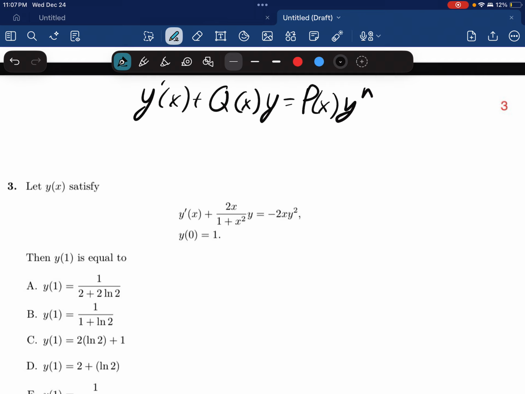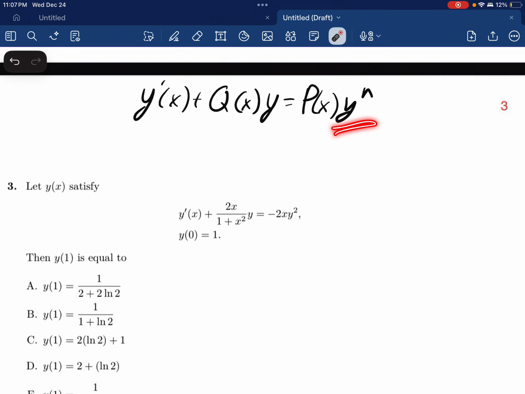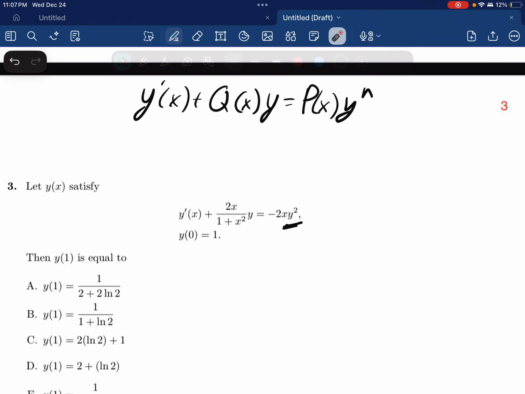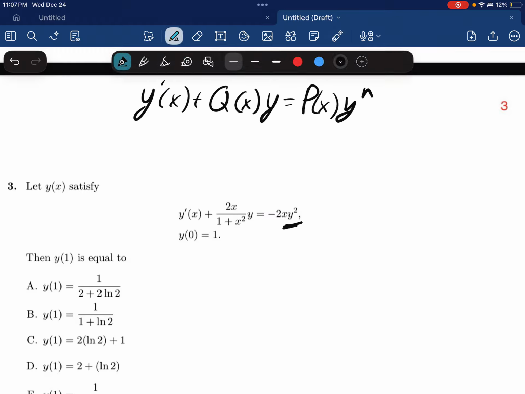We know this is a Bernoulli's equation because there is an additional term here. And since here, the additional term is y squared, we know that n is equal to 2. In Bernoulli's equations, we know that n cannot equal 0 or 1. Okay, this is Bernoulli's equation.